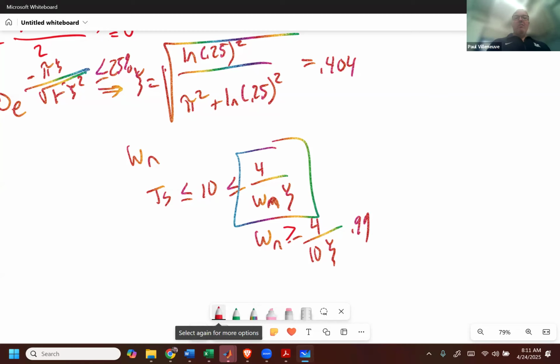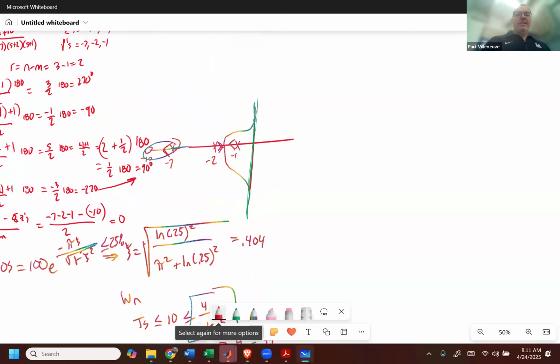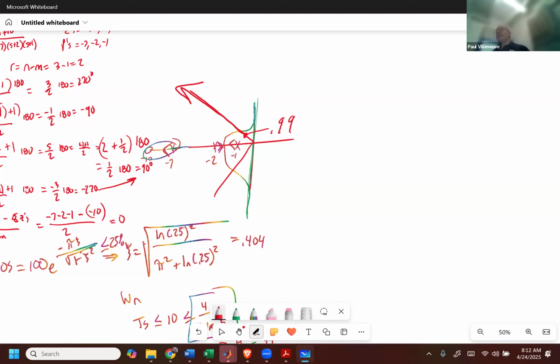And so now we know that our omega sub n is going to be the hypotenuse, right? So we would pick that to be 0.99, and we want it to be out in this direction. It has to be greater than 0.99 to meet that 10 second settling. So that's the first criteria.